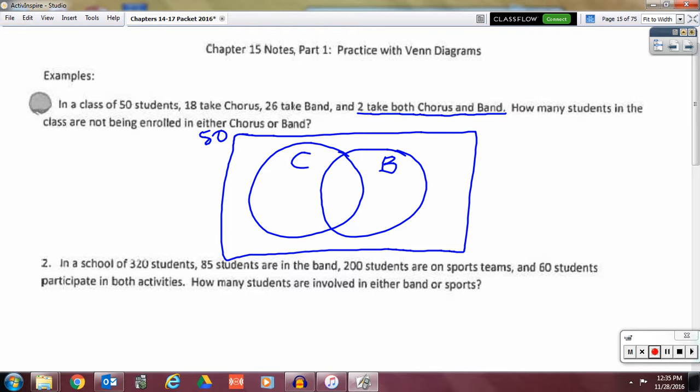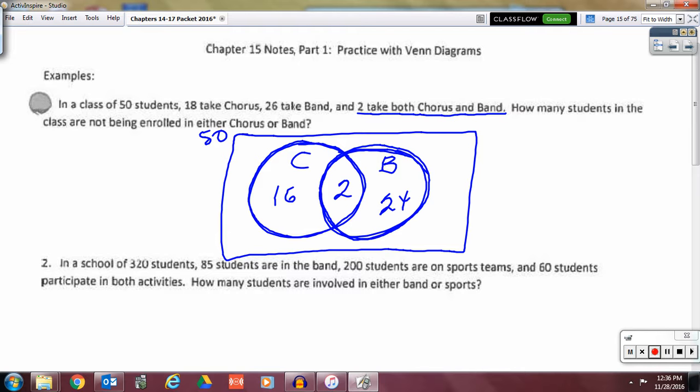Okay, so that's where I'm going to start. I'm going to put my 2 people who are in both there in the middle and now work my way out. So if 18 take chorus, how many is over here left in the chorus circle? Good. 16 are only chorus because that whole chorus circle is 18. Okay? All right, and then how many is in the band only? Okay, 24, because the totality of the band circle is 26.